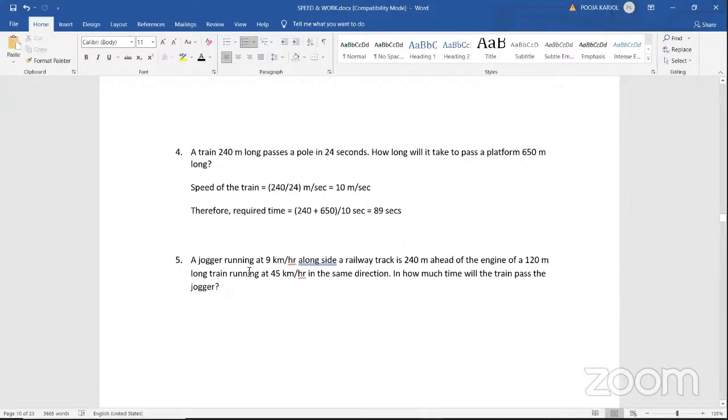Okay. A jogger running at 9 km per hour alongside a railway track is 240 meters ahead of the engine of a 120-meter long train running at 45 km per hour in the same direction. In how much time will the train pass the jogger? Try this.